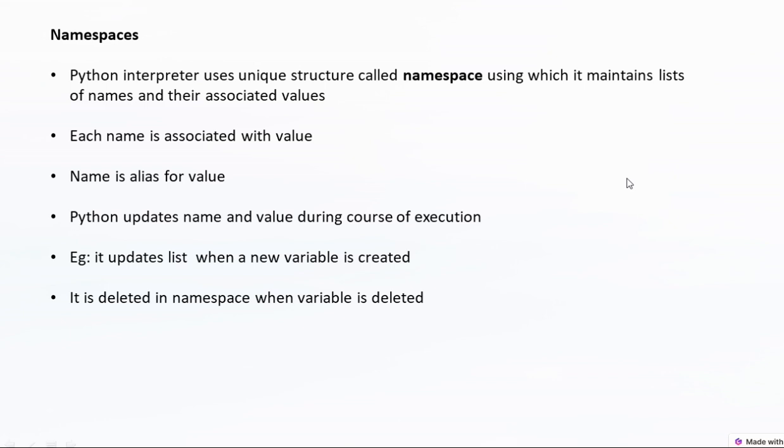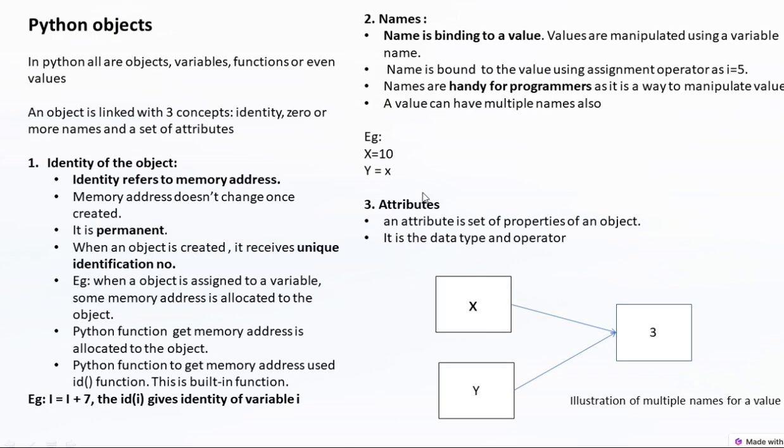Now coming to objects. I was telling you already that in Python everything is an object. So let's study a little bit about Python objects. In Python all are objects. For example, a variable is an object, a function is an object, even a value is an object. When I say x is equal to 3, x is an object, 3 is also an object. An object is basically linked with three concepts: identity, zero or more names, and a set of attributes.